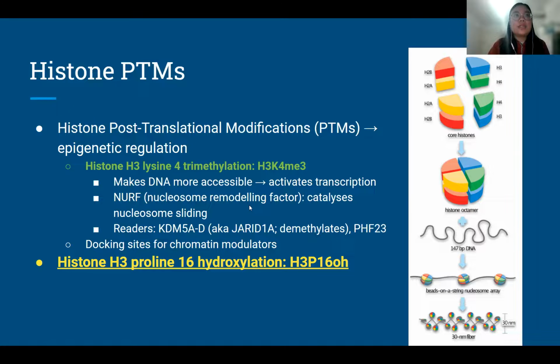So these post-translational modifications as a whole can act as docking sites for chromatin modulators. An example would be this docking site provided by the histone trimethylation. The novel PTM we're focusing on today is the proline 16 hydroxylation, H3P16OH in short.